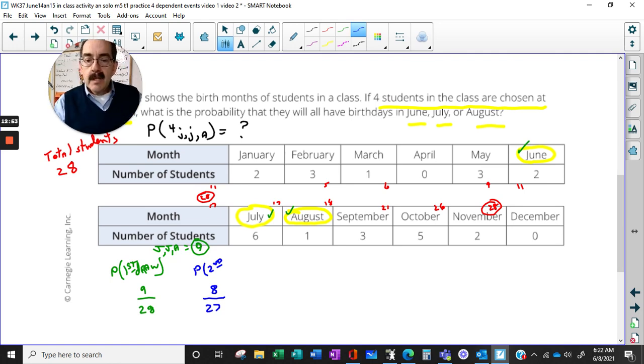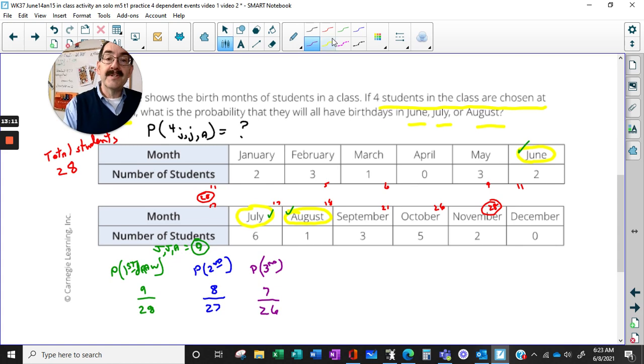All right. Probability on the third draw. There'd be less winners, less students. And the probability on the fourth draw. Less winners, less students. Okay? And yes, I have that math done. So that'll speed us up here.